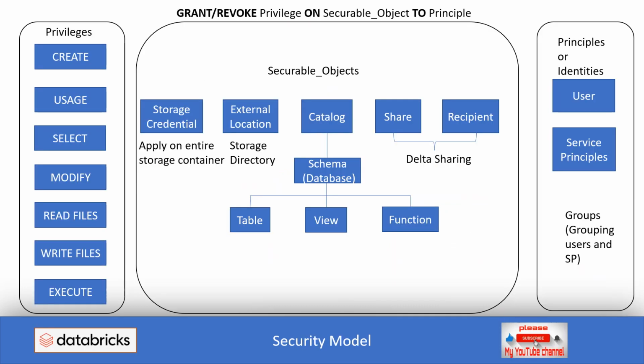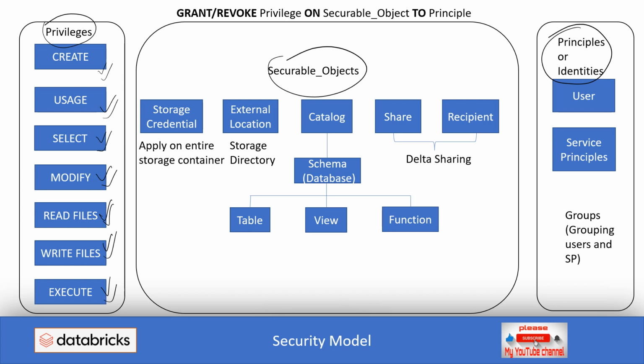Now let's talk about the security model. So we have three security pillars here. One is the privilege pillar, that is securable objects, principals or identities. Privilege means we can create, use, select query, modify, read file, write file, execute permission, read and write, execute permission. So these are your privileges.